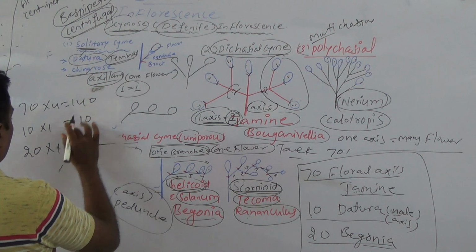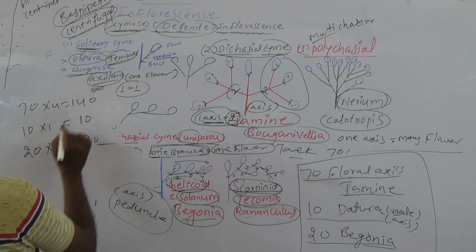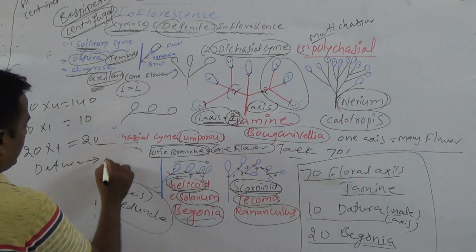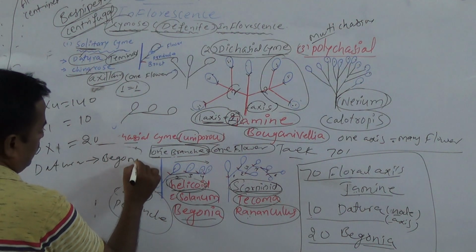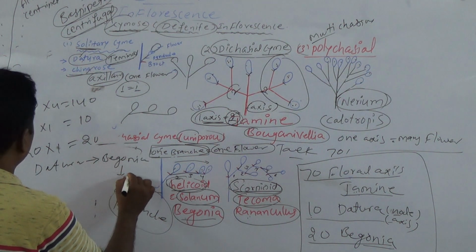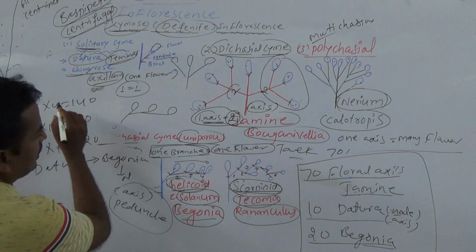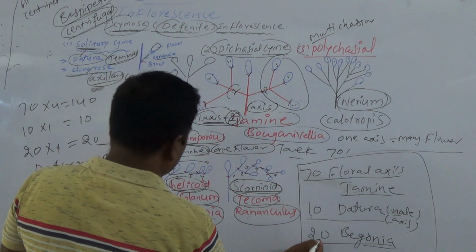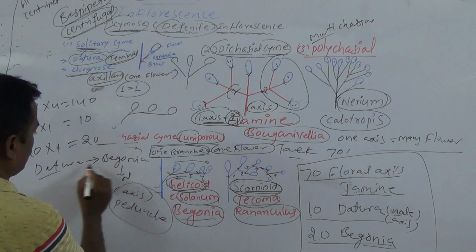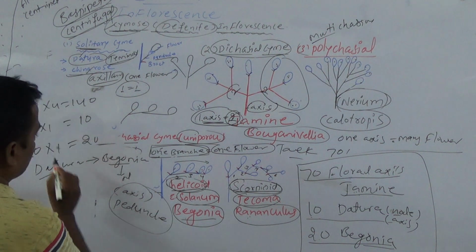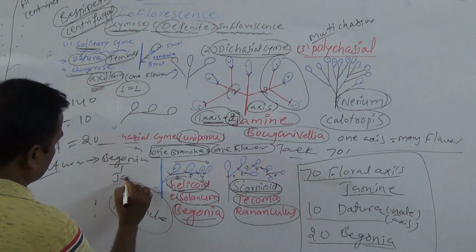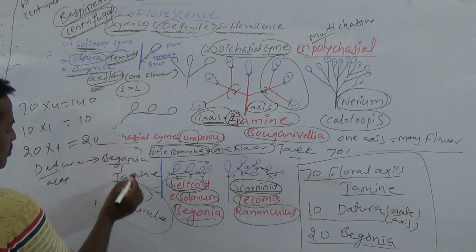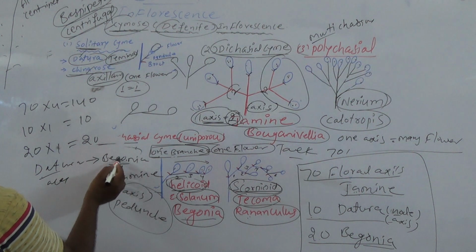Okay, so the first is datura, and second is begonia. The first one is datura, then begonium, and 70 jasmine. The last one is jasmine. Ascending order, from low to high. Descending means jasmine, begonium, datura.